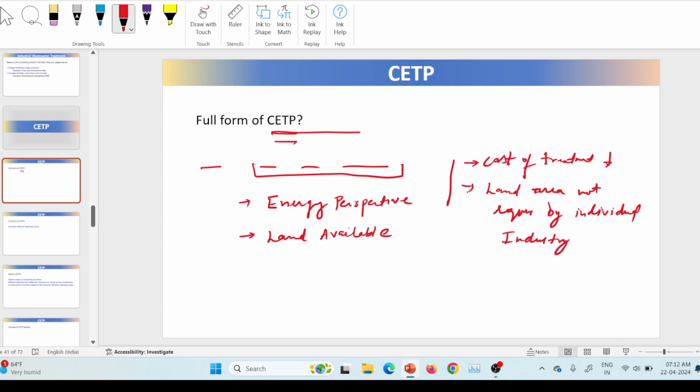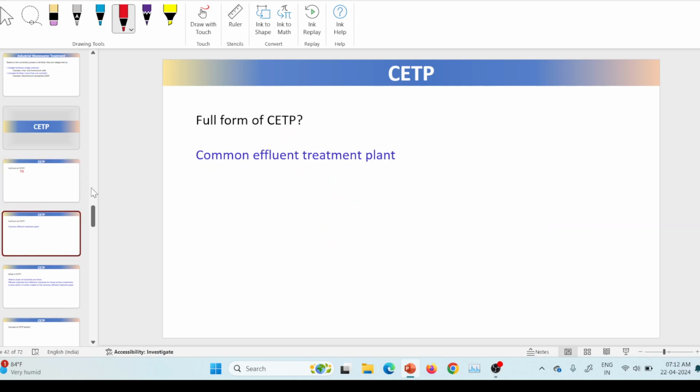So these are the benefits, and treatment can be done simultaneously. There are many more advantages, and a few disadvantages also, which we will study further. Just to give the background, I gave an insight. What is the full form of CETP? CETP is Common Effluent Treatment Plant, as we understood.